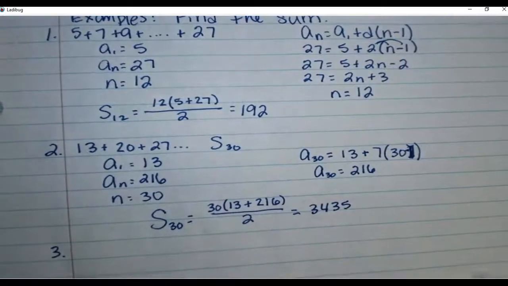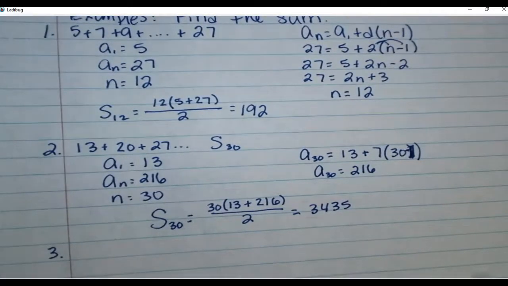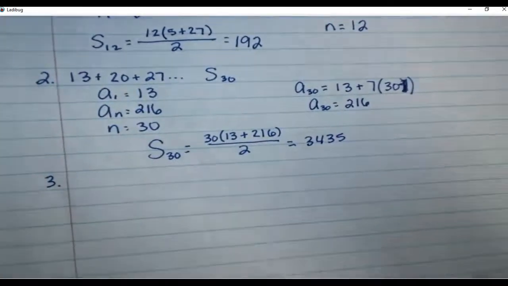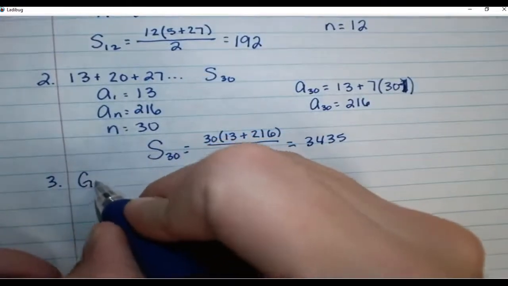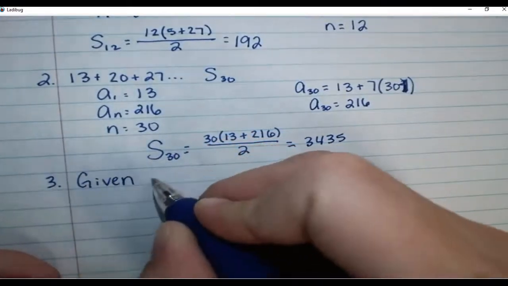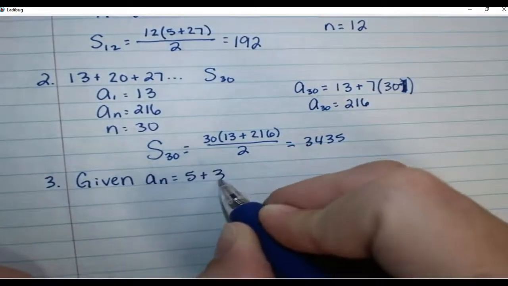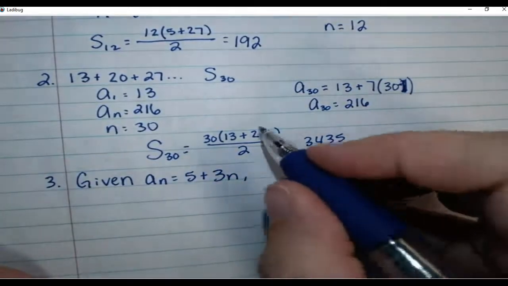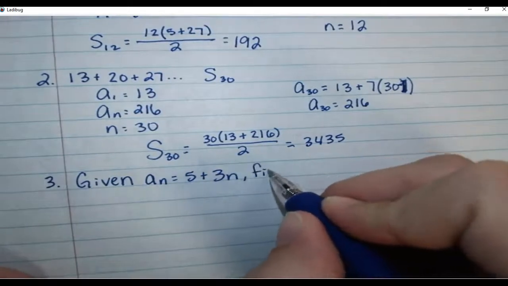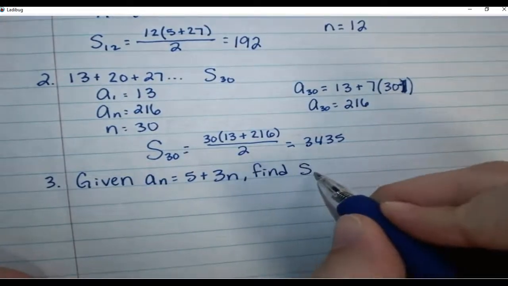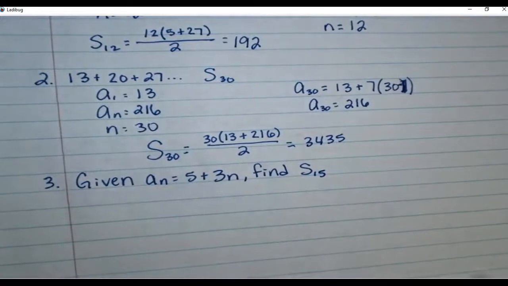Alright, so look at this one. So sometimes you're not given the sequence. Sometimes you can be given some other information. So let's say in this one, we are given our explicit formula. So a sub n equals 5 plus 3n. And we want to find S sub 15.